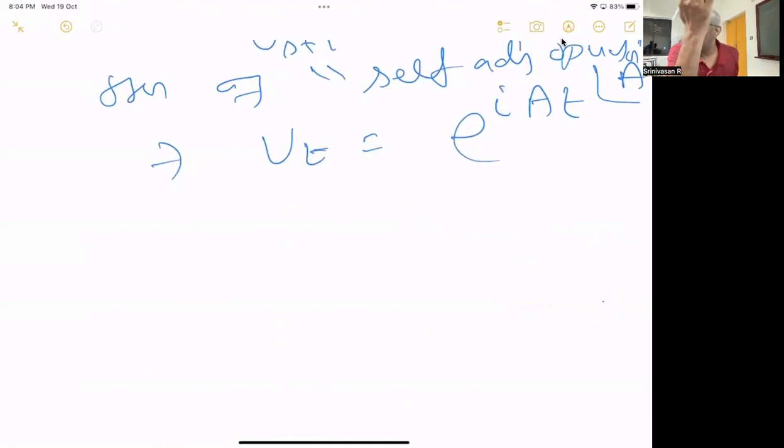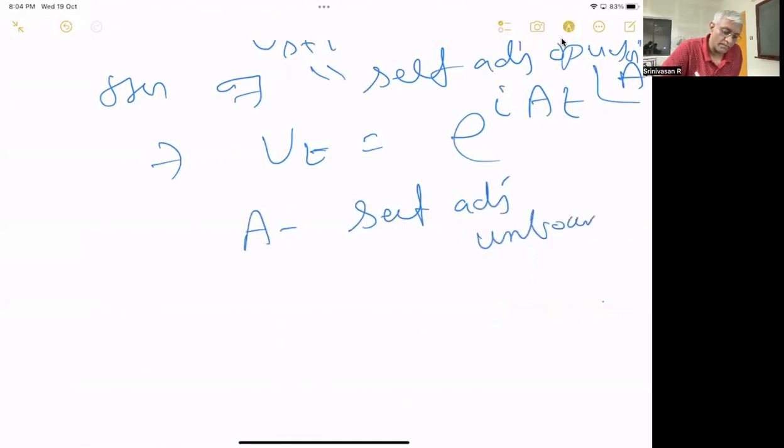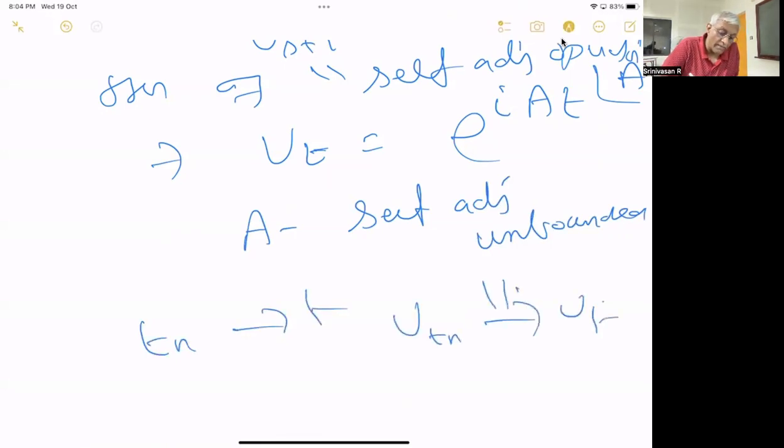But what is A? A will not be a bounded operator. That is why you need to do something. A is a self-adjoint unbounded operator. This is why we need unbounded operator theory here. Will it always be unbounded? Mostly. If T n converges to T and U T n converges to U T in norm, then it is bounded, if and only if. If this doesn't happen, it will be unbounded.